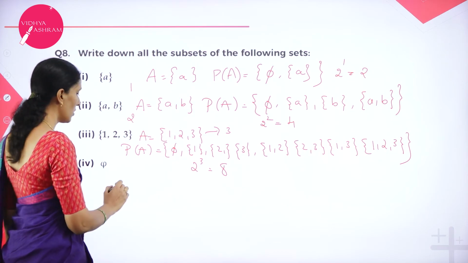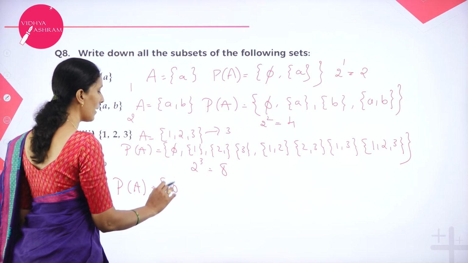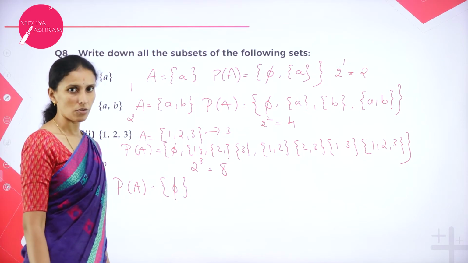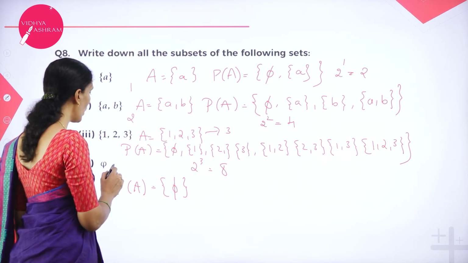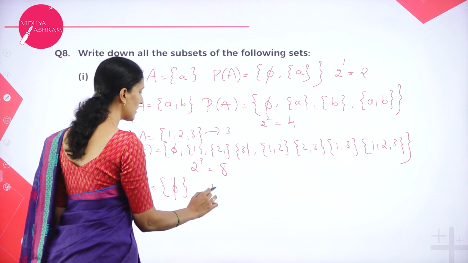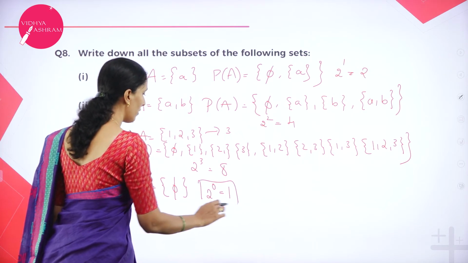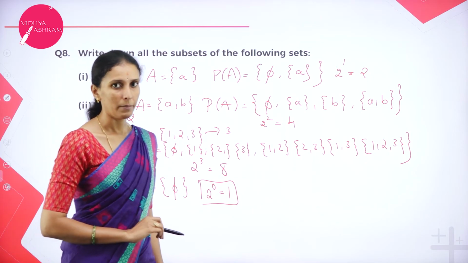Now the empty set, only empty in the power set also. So an empty set means there are no elements inside the set. No elements means the number of elements is 0. So therefore 2 power 0 is equal to 1. So for an empty set, the power set contains only 1 element.